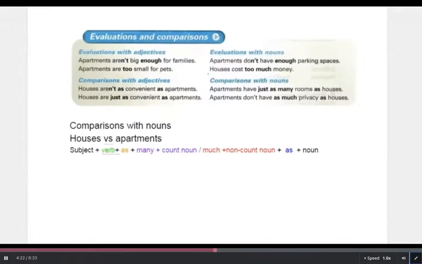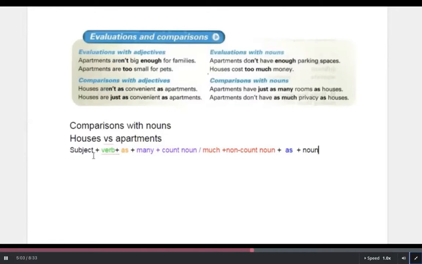What I would like to do now is to show you how to make comparisons, but this time with nouns. And what do I mean by nouns? Well, when we talk about nouns in the context of comparing houses and apartments, we can think of things like rooms, privacy, bedrooms, bathrooms, kitchens, anything that has to do with what's inside of a house or outside of a house. Those are nouns, if you will. And what I would like to do is to propose this formula that you see towards the bottom in order for us to make sense of this comparison here on the top.